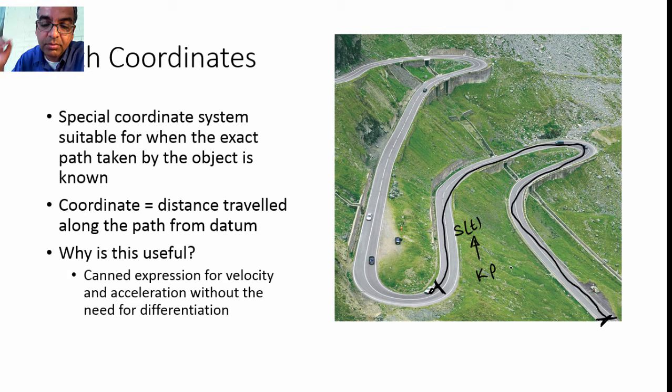Why is this useful? Because you don't have to sit there. If you looked at the previous cases, you have to do differentiation, but for this particular setup you get canned expressions for velocity and acceleration. You don't have to sit there and differentiate. The differentiated expressions are given to you. You just have to identify, plug and chug. So this is a very nice setup. So let's see how that works. And also, by the way, it's physically very intuitive.